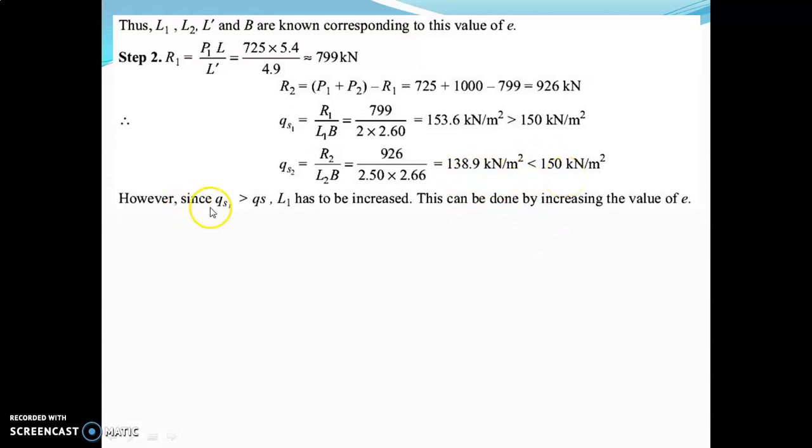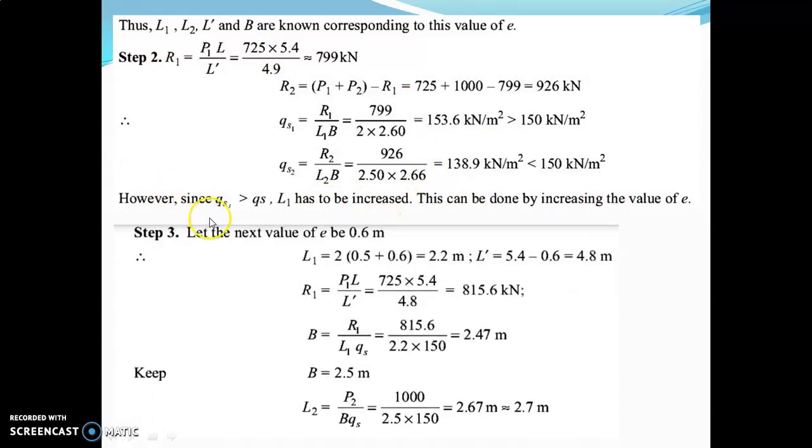However, QS1 is greater than QS, L1 has to be increased. So this is not safe because you are getting more than this value. Whatever the answer we got, it's 153. It is more than 150. So you cannot consider. L1 has to be increased. Thus, this can be done by increasing the value of E. This is the first trial.